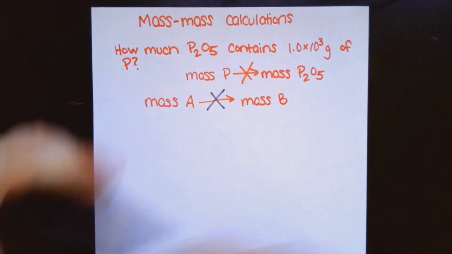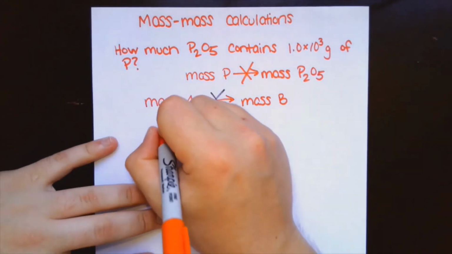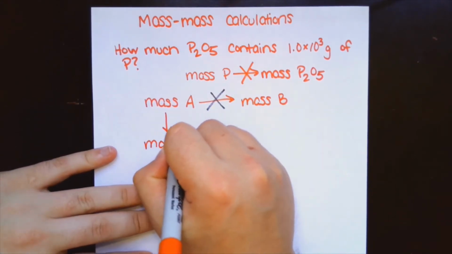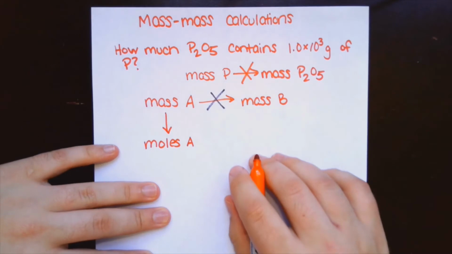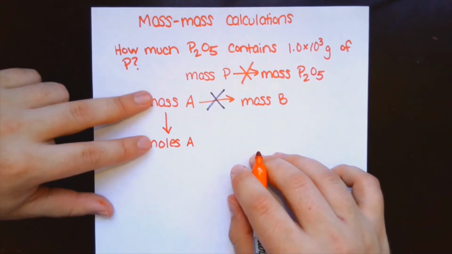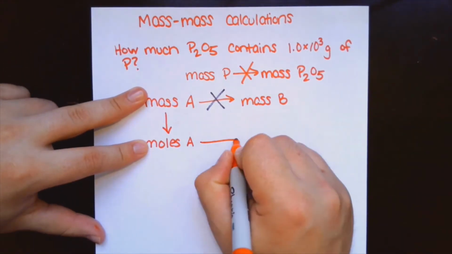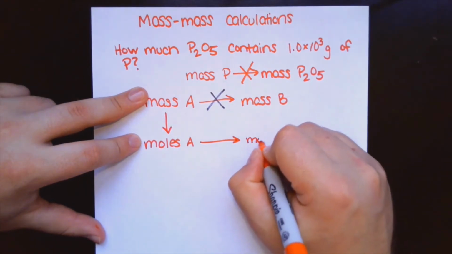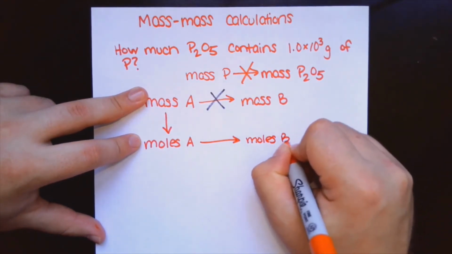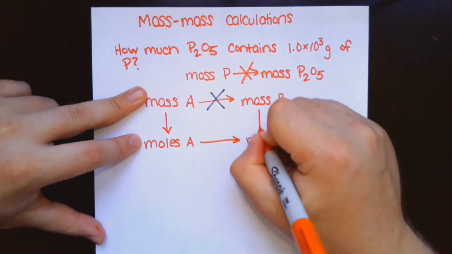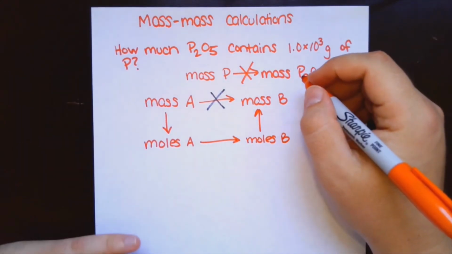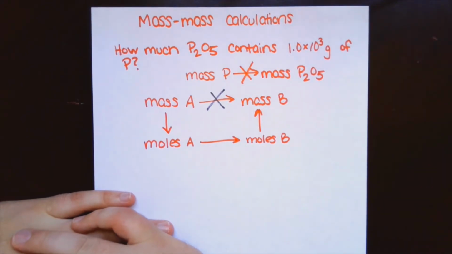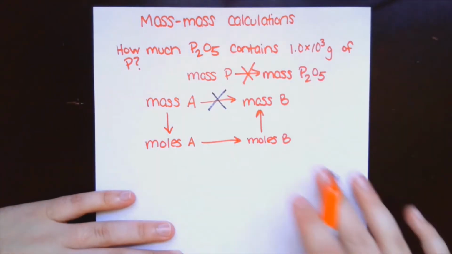Instead, the process you have to take is a little bit longer. You have to go from the mass of A to the moles of A. And remember, between mass and moles, you're going to be using molar mass. Now, once you're in moles, you can do a mole-to-mole ratio to get into moles of species B. And then you can use the molar mass of species B to finally get back to the mass that you're looking for. So let's do that with this problem as an example.